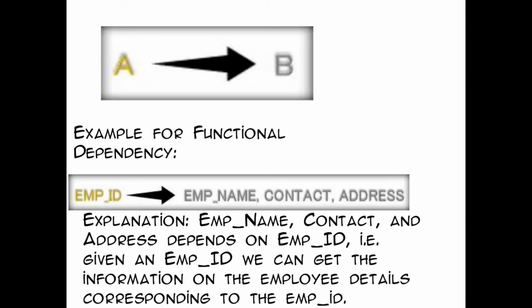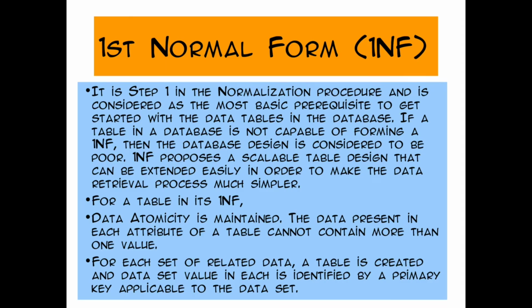Employee name, contacts, and address depend on employee ID. Given an employee ID, we can get the information on the employee details corresponding to the employee ID. Now let's move on to first normal form.